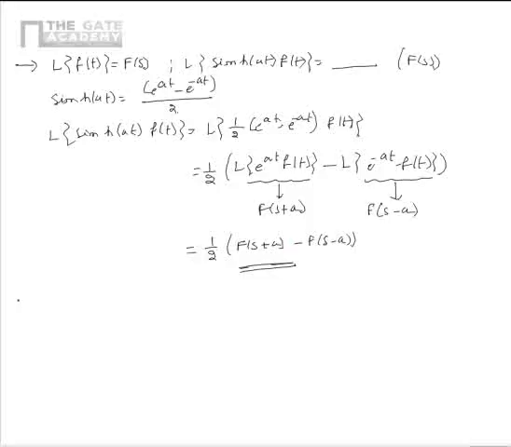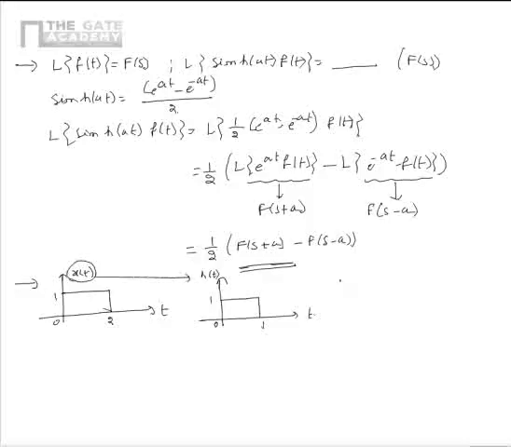Now let us look into another problem as per which there is an input x of t which is a pulse from t is equal to 0 to 2 seconds, which is given as an input to an LTI system of impulse response h of t, which is a pulse from 0 to 1 second. If x of t is the input to the LTI system of impulse response h of t, we need to find the output y of t of the LTI system.